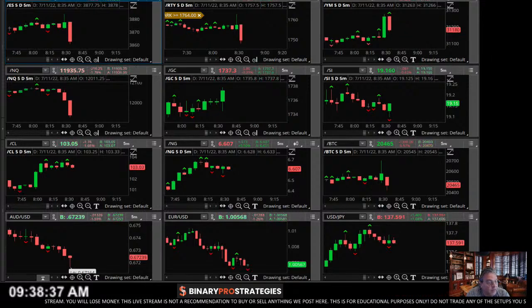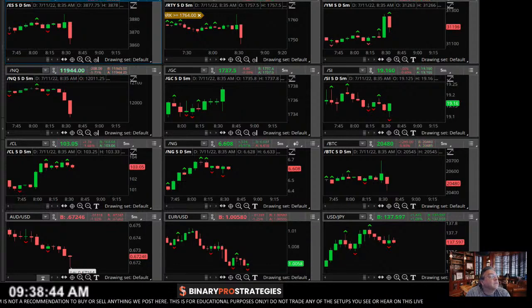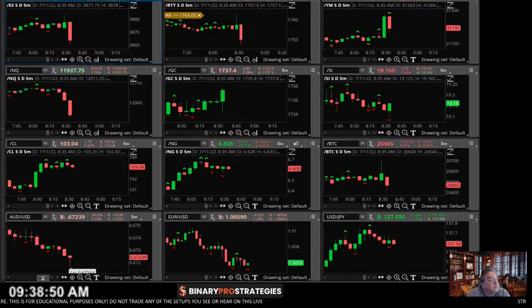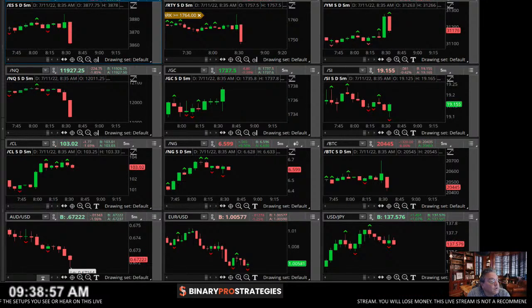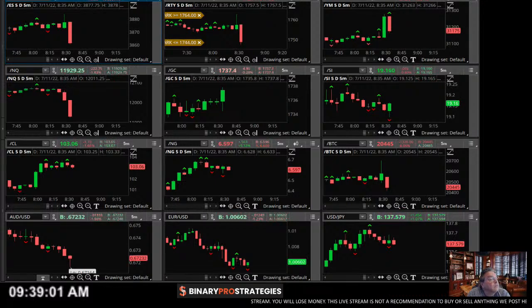All right, target on that. Target on the mini Russell is going to bring it down to 1744. That is going to be the profit target, HF1 short. Reversal, if we don't hit target on RTY, is going to be 1759.